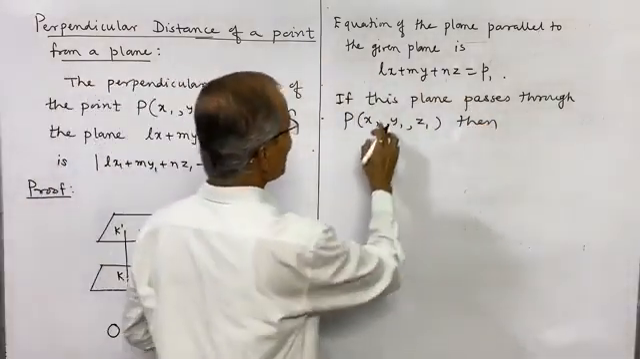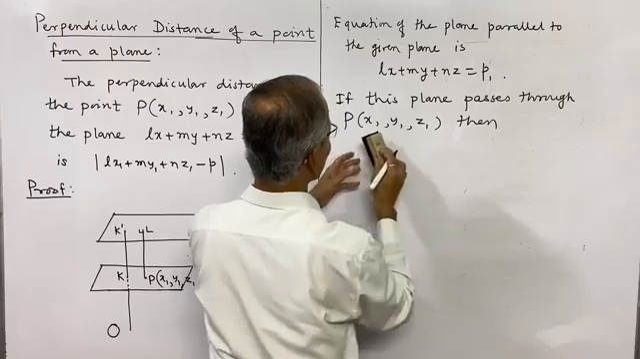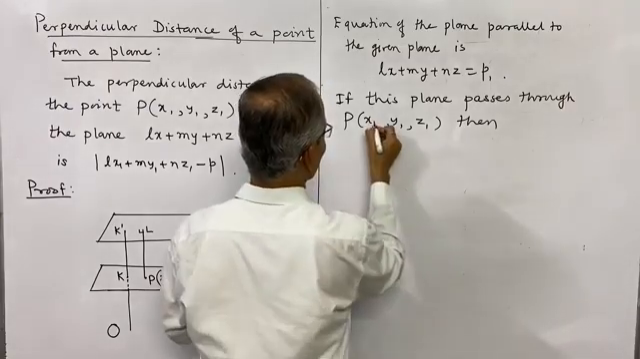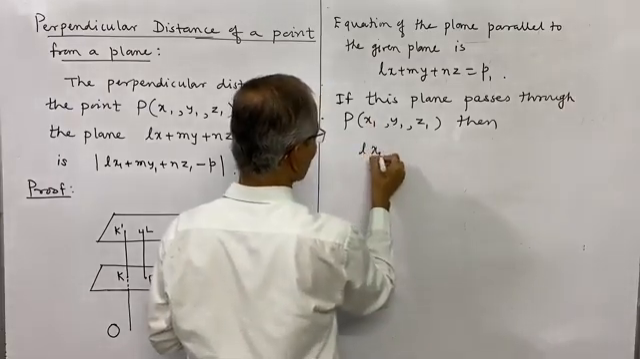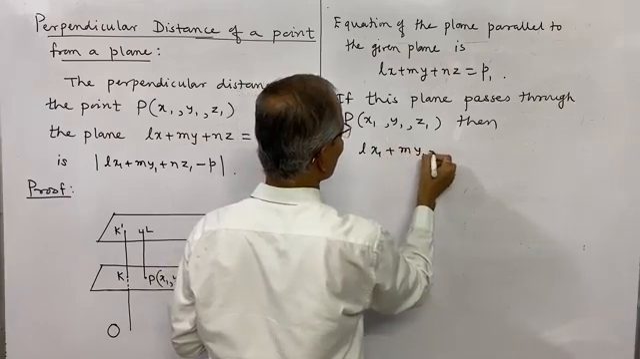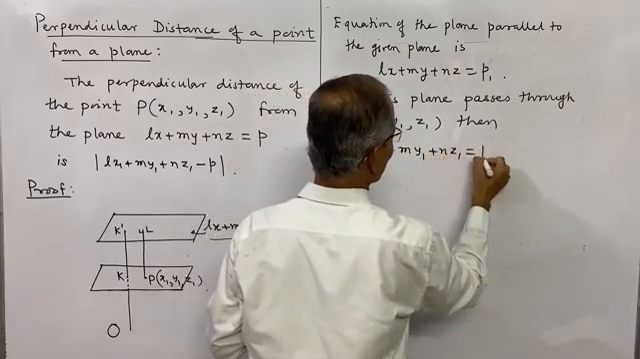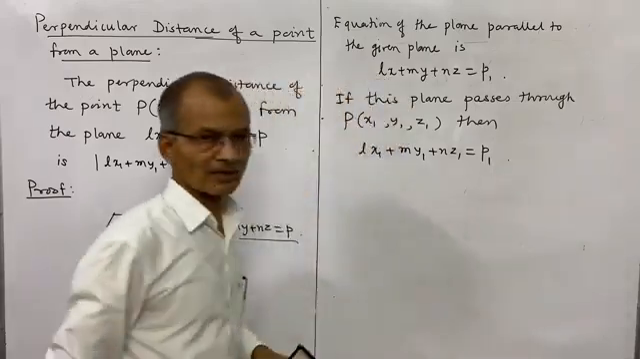Then what we will have? L into x1 plus m into y1 plus n into z1 is equal to P1. So this result we have.